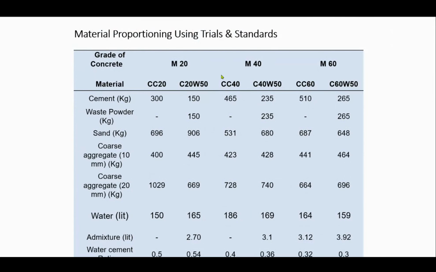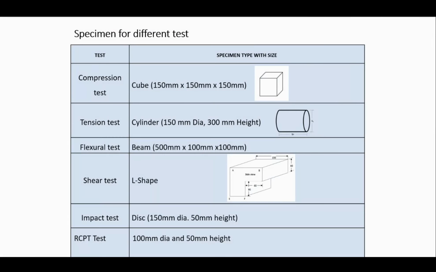But for M40 and M60, you have to do trial and error, and you have to find the material proportions as per your strength requirement. So we prepare the concrete we need as per that material data. But just preparing concrete as per strength is not the whole thing.